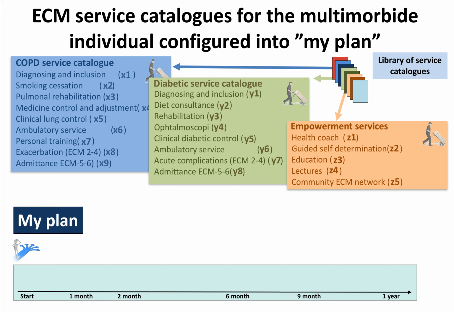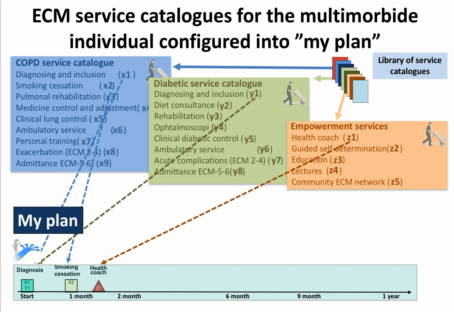The first service is the initial consultation and examination, which includes diagnosing, stratification, etc., as well as other measures in order to become ECM connected. A smoking cessation course is planned, which is chosen from the COPD service catalog and is specified to be started up within the next month. A month later, a consultation with a health coach is scheduled, and after this a pulmonary rehabilitation course is planned. Due to his diabetes, an ophthalmoscopy examination at the eye doctor is also planned.